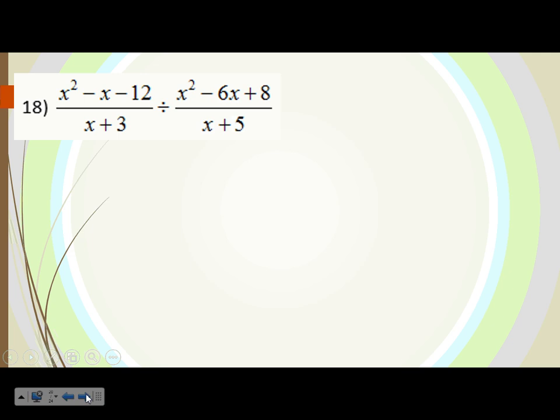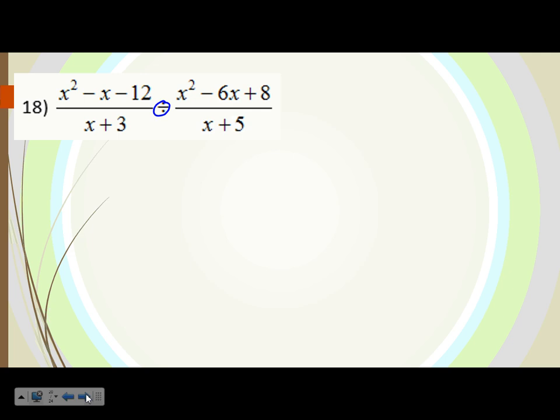So, number 18, we have division. First thing I'm going to do before I factor, before I do anything, is multiply by reciprocal. If you try to factor and try to multiply by reciprocal in one step, it does not work out very well for most people. Now, some of you guys are going to not listen to me and do it, and some of you guys maybe are going to be fine. But I've seen a ton of people miss points, and they know how to do it, they just try to do too much in one step.